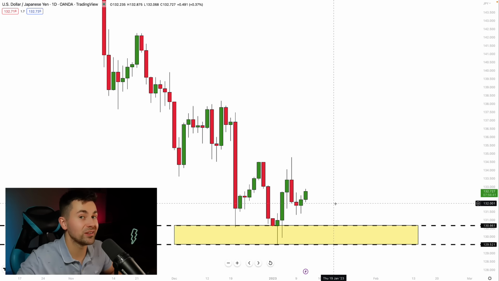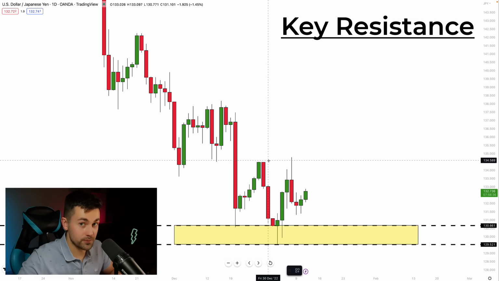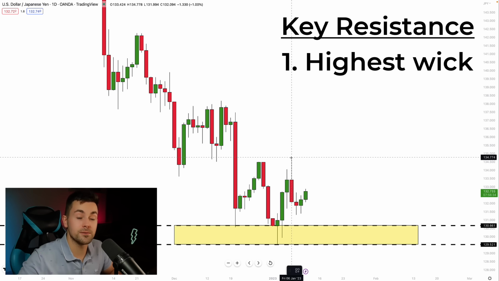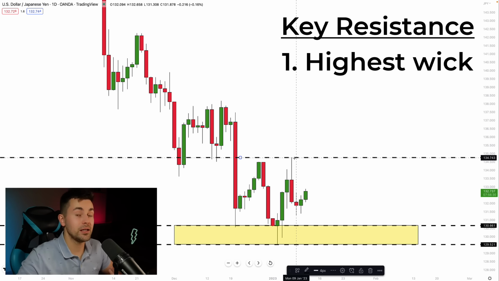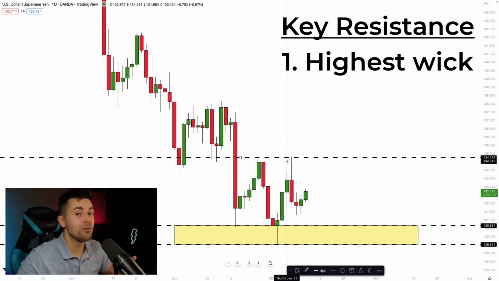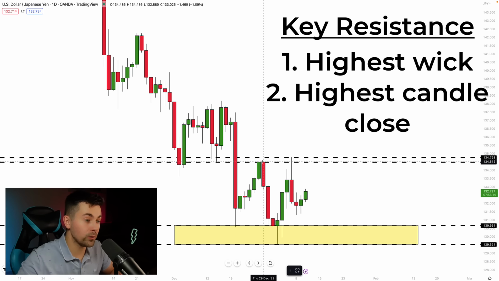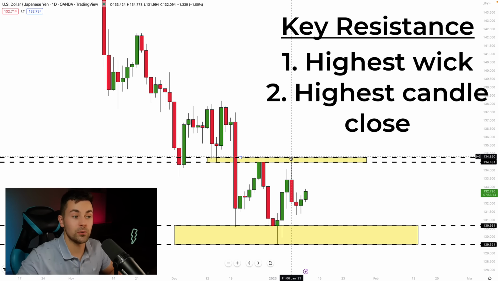If we talk about a key resistance, we take first the highest wick, right? The highest wick will be the upper boundary of the structure. The lower boundary of the structure will be the highest candle close. Here it goes. So our exact structure will be like that. Yes, we took the highest wick and the lowest candle close.